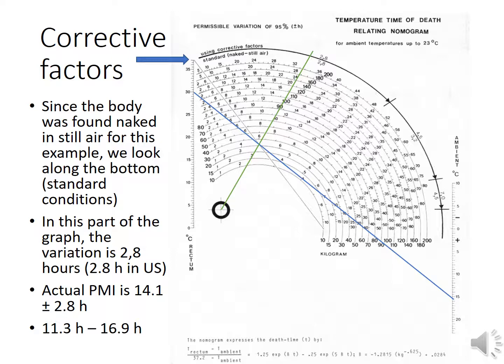The other way you might see it is to actually add and subtract those 2.8 hours from that 14.1, and we would see that our postmortem interval range, this victim could have died as little as 11.3 hours ago or as much as 16.9 hours ago, based on the permissible variation here in this nomogram. So there we have it. We were able to solve example 1 for a PMI, and hopefully you're feeling very comfortable and confident about the nomogram. Let's go ahead and try a second example just to make sure you're understanding these concepts.